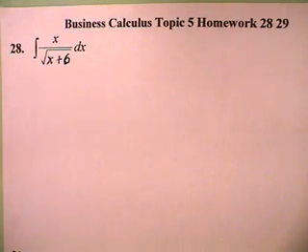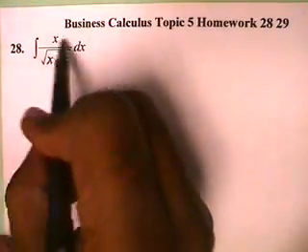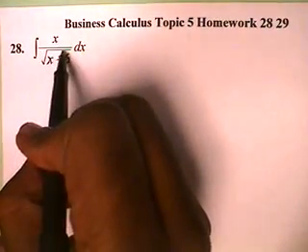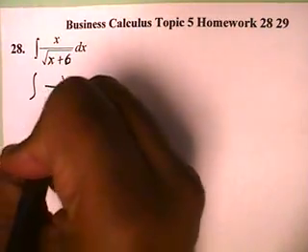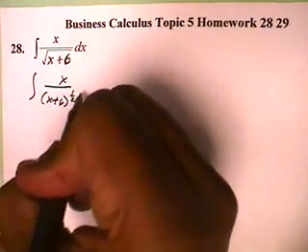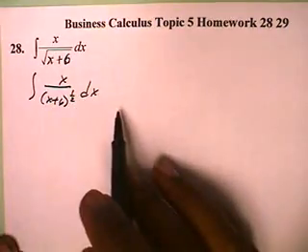Business Calculus, Topic 5, Homework Problem number 28 and 29. We want to take the antiderivative of this problem. First, I want to convert this root right here to a fractional exponent. So this will be x over x plus 6 all to the 1/2 power dx.